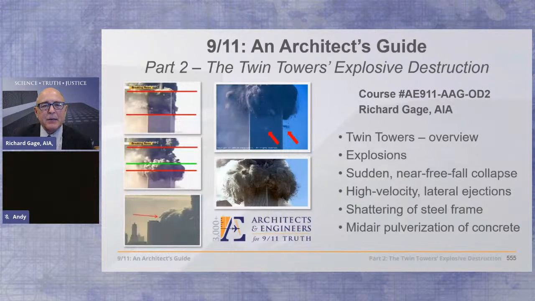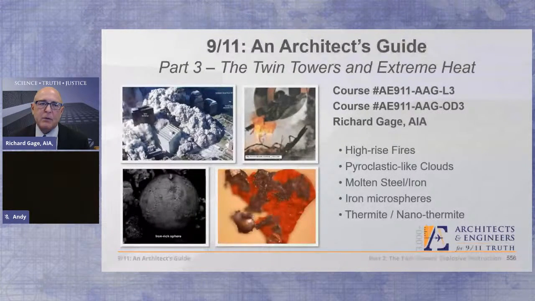And today we were looking at part 2 of 9/11: An Architect's Guide, the Twin Towers' Explosive Destruction. We looked at explosions, the sudden near free fall collapses, the high velocity lateral ejections, the shattering of the structural steel frame, the mid-air pulverization of concrete. Next week, we're going to jump into the extreme heat associated with the Twin Towers in great detail, pyroclastic-like clouds, extreme heat there and in the aftermath of the Twin Towers collapse, and then the molten steel and iron that cannot possibly be accounted for by the official story, nor the iron microspheres, which are accountable only to thermite, nanothermite.